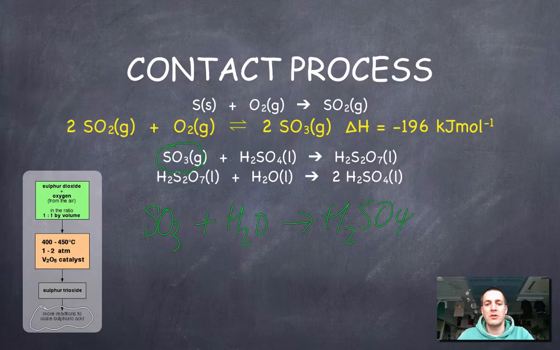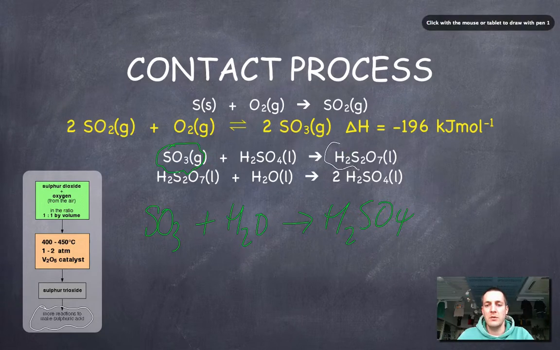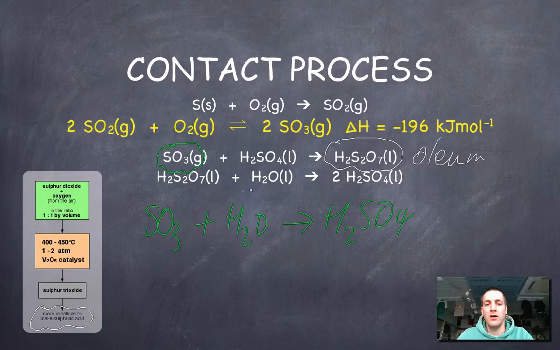So what they actually do is they take some sulfuric acid and they dissolve the sulfur trioxide in it. That makes this chemical here, which is called oleum, and then they take that oleum and dissolve it in water, and that produces 2 sulfuric acids. So although we used some sulfuric acid to start, we got more out at the end.